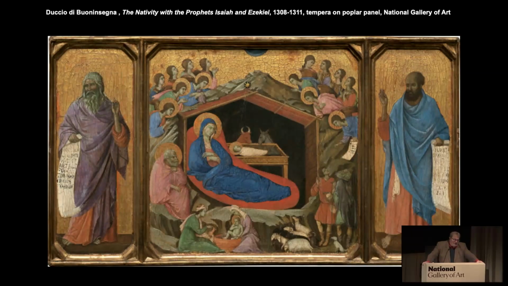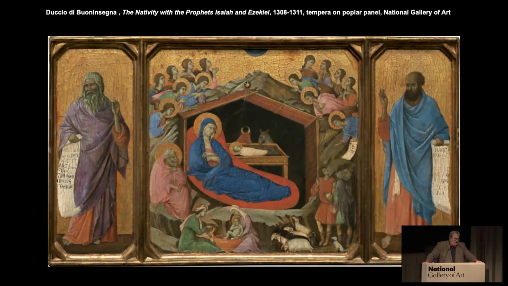And what that simply means is it was very important during this period, all through the centuries, from the time of Christ up to the later centuries, it was important to establish the fact that the prophecies of the Old Testament foretold what was going to happen in the New Testament. So that's what's going on here, placing Isaiah and Ezekiel next to the Nativity.